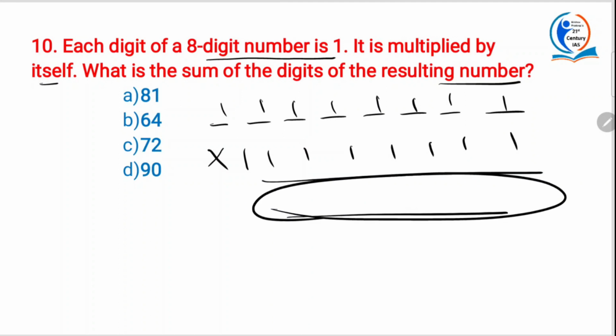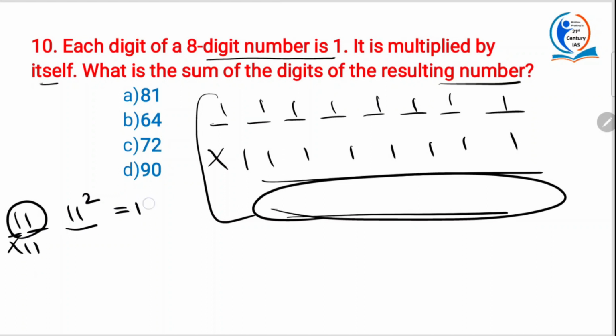Here you have to understand one logic. You can do it directly also, but logically if you go, see what is 11 into 11 or 11 square? The digits are 1 and the number is multiplied by itself. It is 11 square, right? What is 11 square? It is 121. What is 111 square? That is, 111 is being multiplied by 111. What will you get? It is 12321.